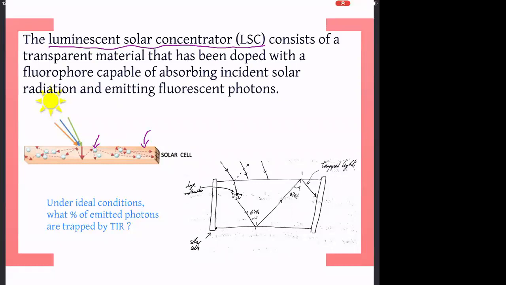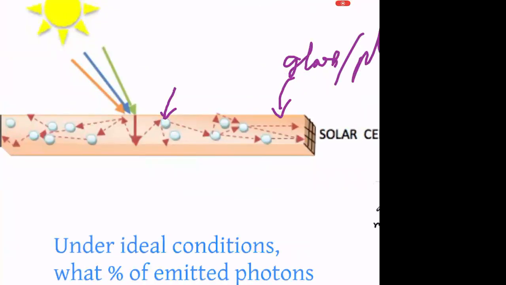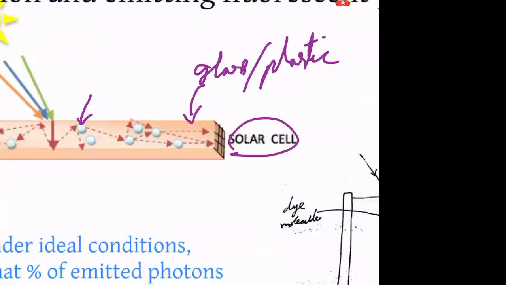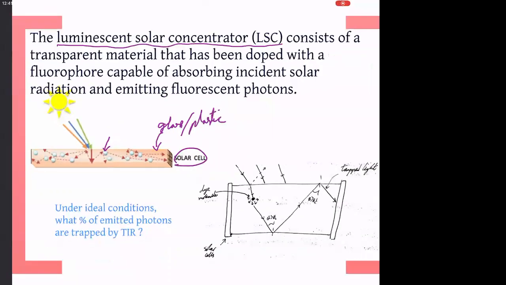And that light is now trapped within this host material, typically a glass or a plastic. And then it is redirected to the solar cell as shown by the arrows. So light comes in, gets absorbed, then it travels across the glass and then reaches the solar cell, which is shown here at the edge. Okay, so first question I want you to think about is, what is a concentration factor?